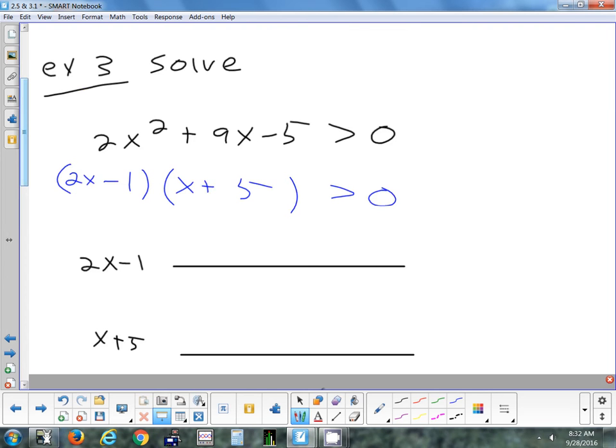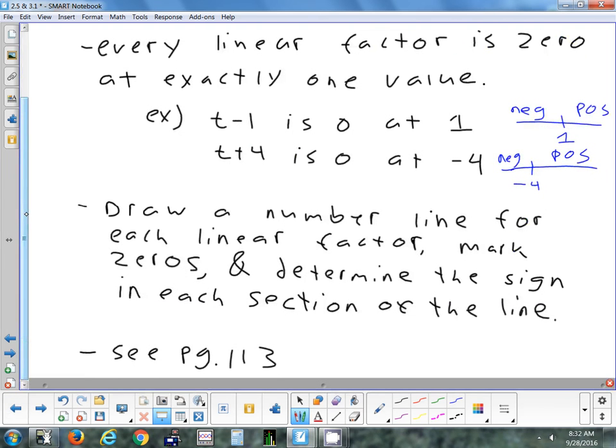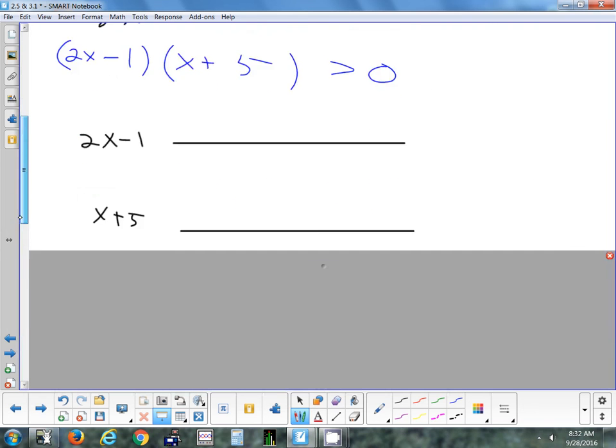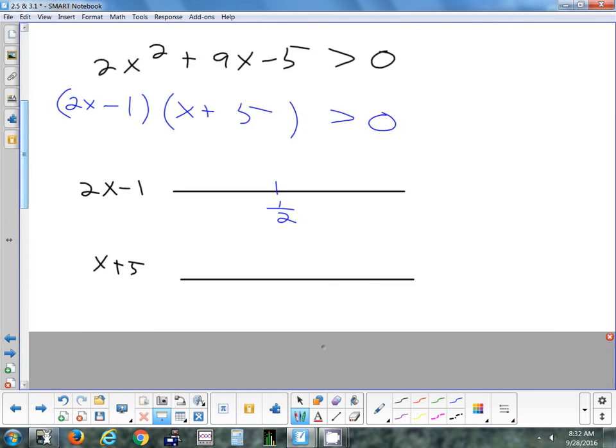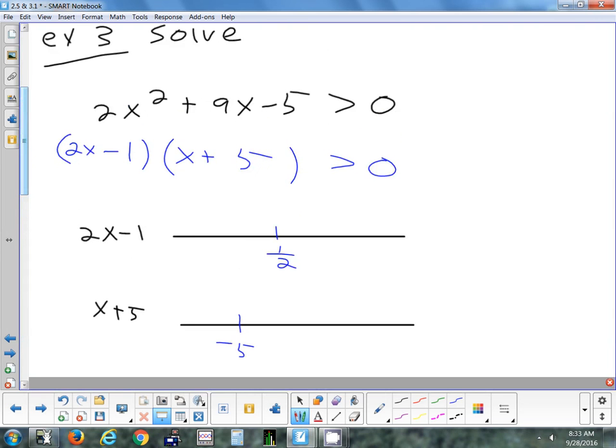Now the next thing I want to do is draw my number line and mark the zeros. 2x minus 1. What would be the value you plug in for x here and get 0? 1/2. And what would be the value here that you plug in and get 0? -5. It doesn't have to be exact, just roughly on the number line. And now I want to separate it into the 2 regions, positives and negatives.